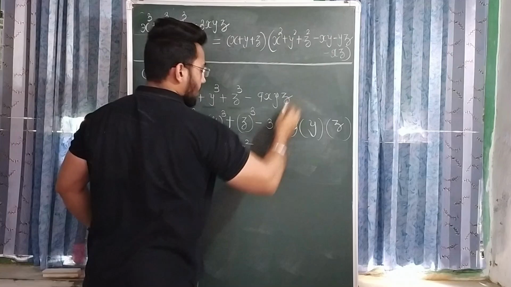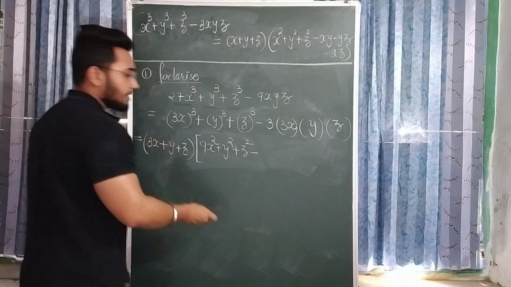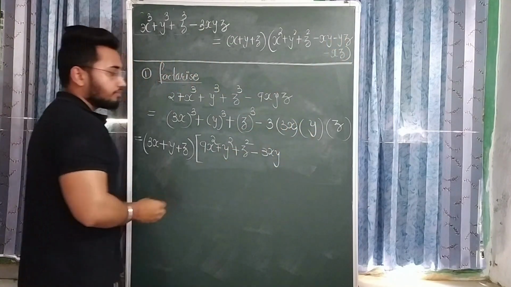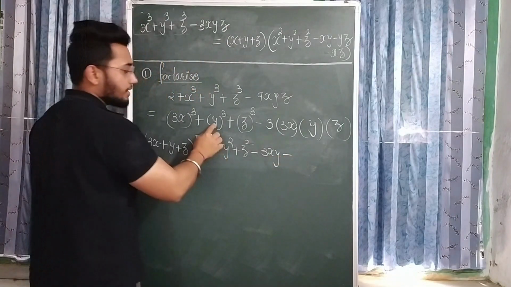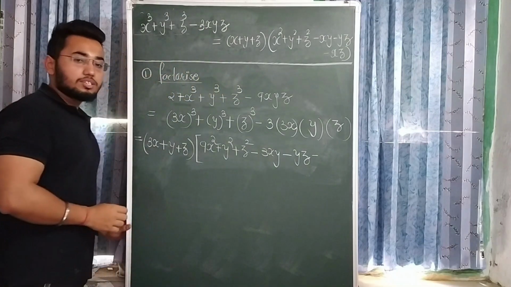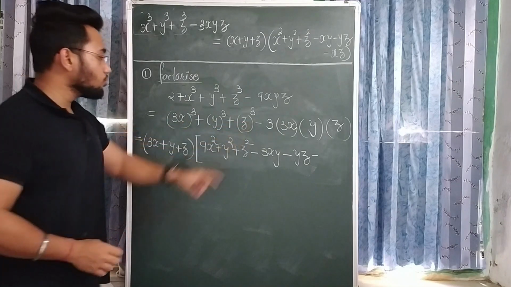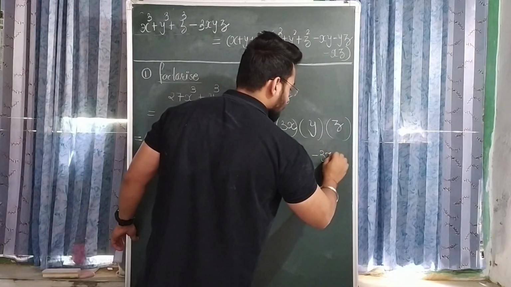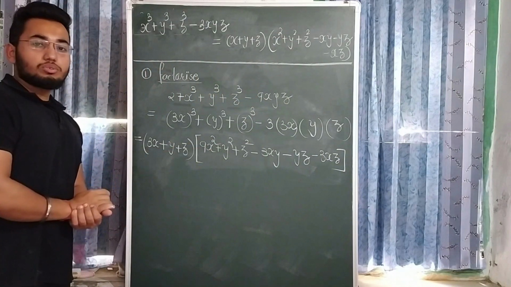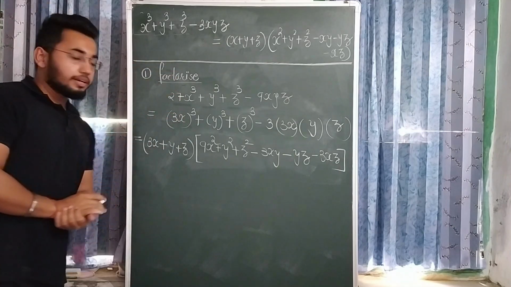Now xy means we have to multiply these two terms, 3x into y, 3xy. Now yz means we have to multiply y into z, same. Now xz, then we have to multiply 3x into z, 3xz. So this is our answer of question number 1. So how can you factorize? Simple, apply the identity and find out the answer.